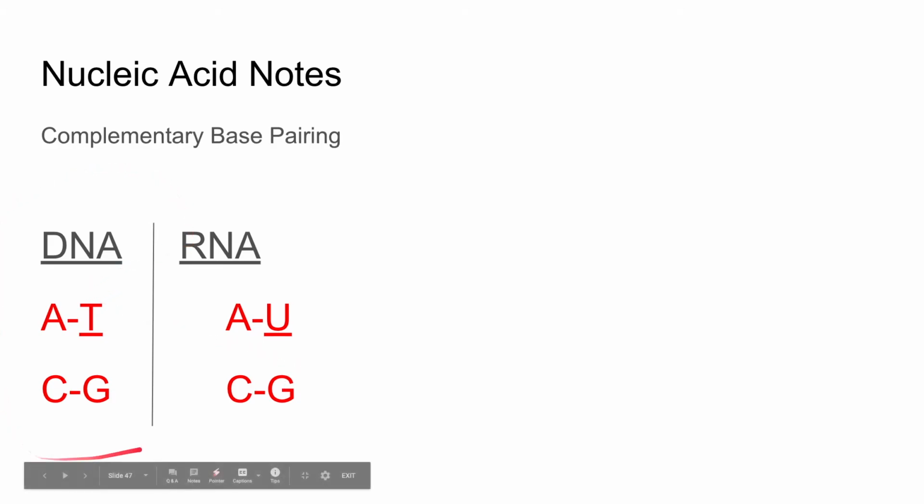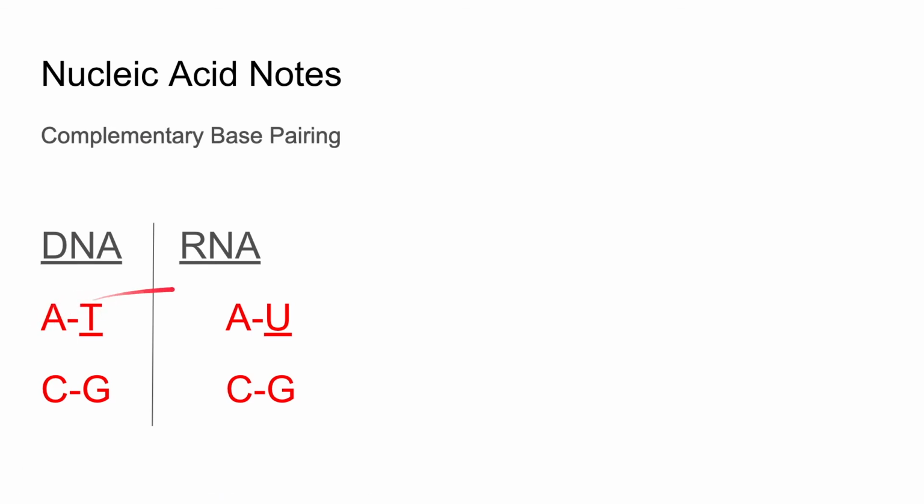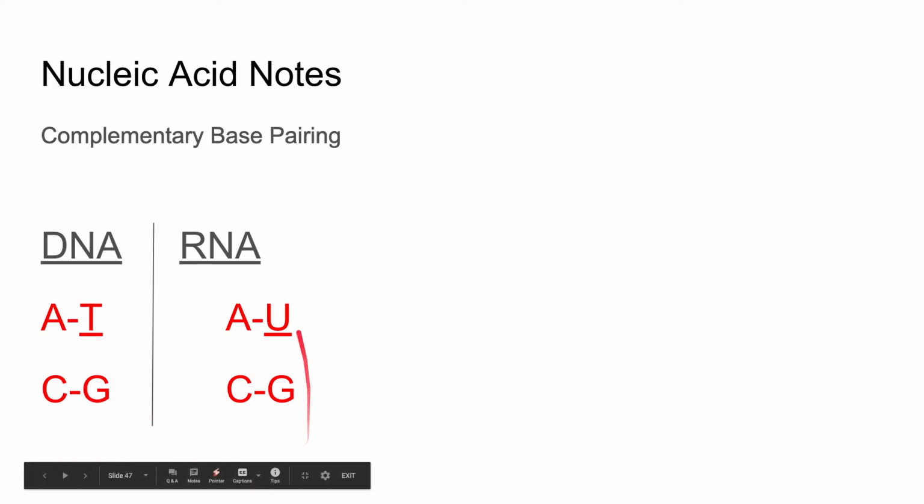And this is a really important concept right here, that the A's always bond with the T's and the T's always bond with the A's. And in RNA, it's just U instead of T. So in RNA, it would just be A to U and U to A. And G's always bond with C's and vice versa. C's always bond with G's, or cytosine always bonds with guanine. And this is something you have to commit to memory.